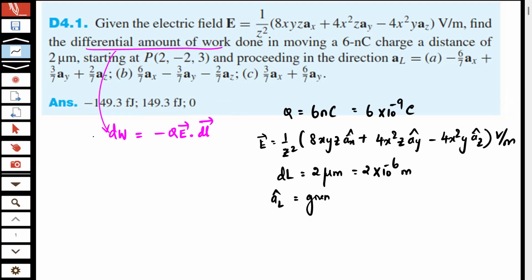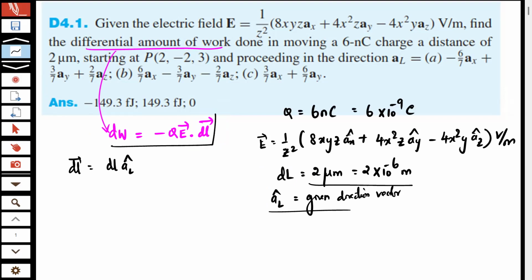How to write the dL vector now from this aL cap? This dL vector should be written as the magnitude dL multiplied with aL cap. That gives the vector dL. So for each of the subdivisions, we have to multiply this magnitude and the corresponding given direction vector. That is how we will be solving this numerical problem to find the work done.